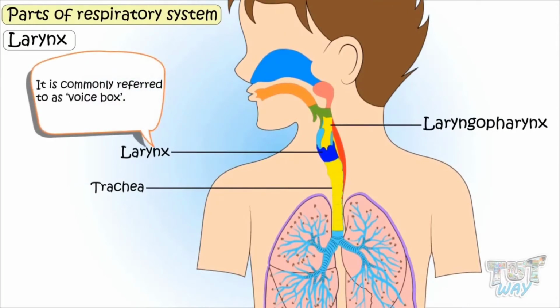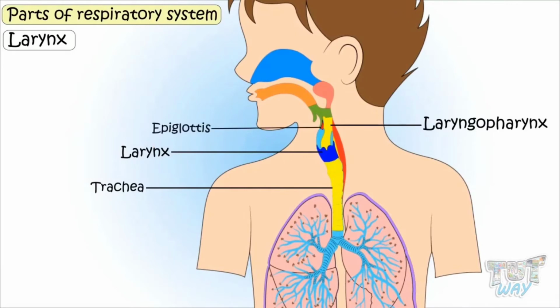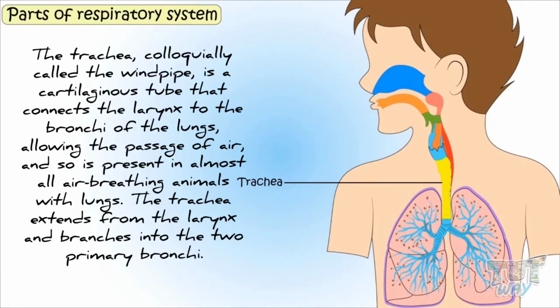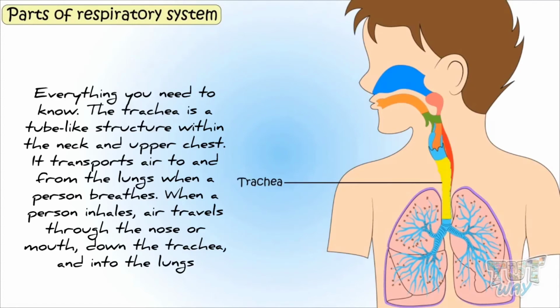Larynx is commonly referred to as the voice box. Trachea: the trachea, colloquially called the windpipe, is a cartilaginous tube that connects the larynx to the bronchi. It is a tube-like structure within the neck and upper chest.